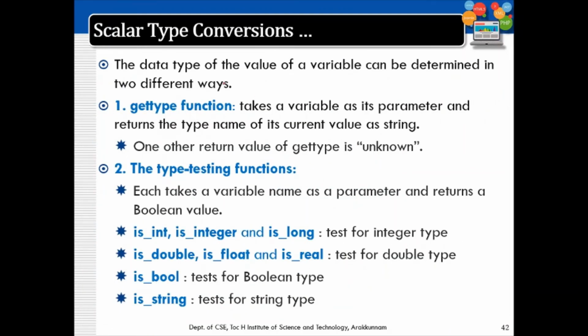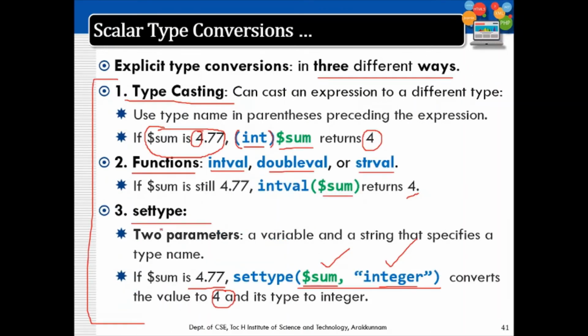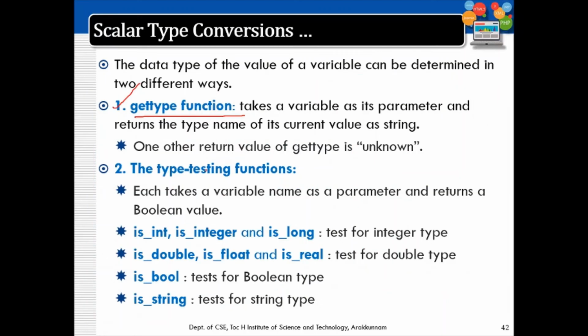And there are certain ways to retrieve the data type of a variable. Two ways are there. First one is to use gettype, similar to the settype. Here we will be setting the data types, so we can get back the data type using the gettype function. It will be returning integer, string, etc. Otherwise, if it is an unbound variable, if it is not having a value, it will be unknown.